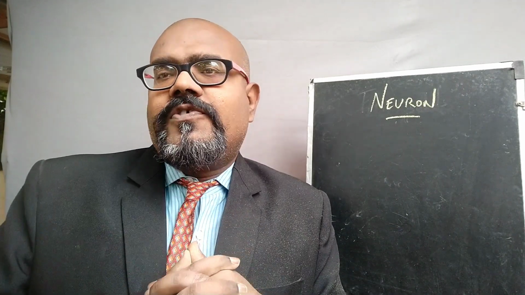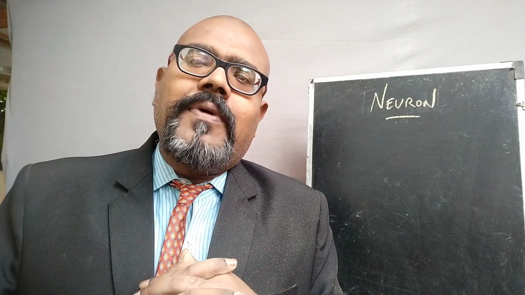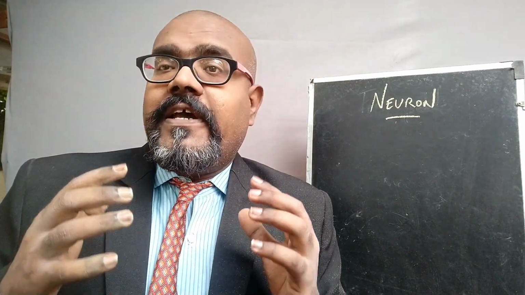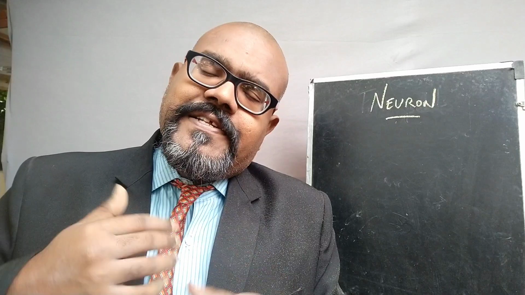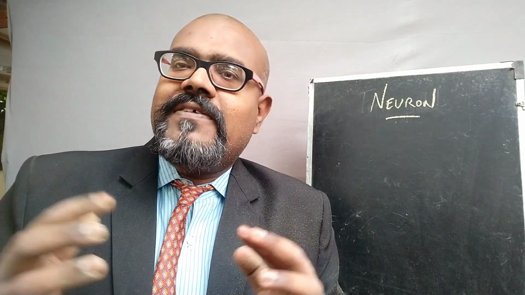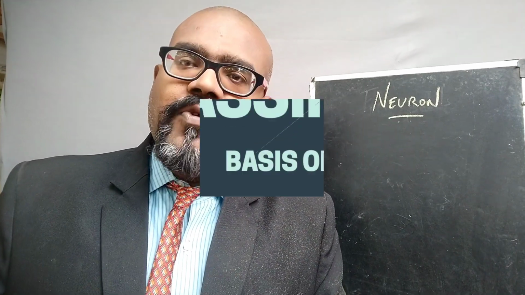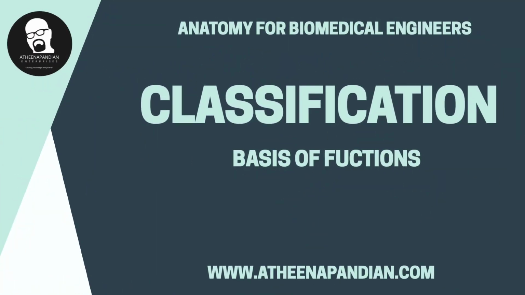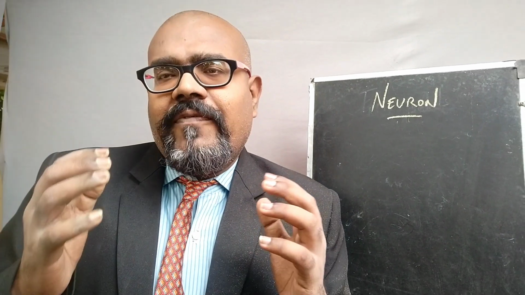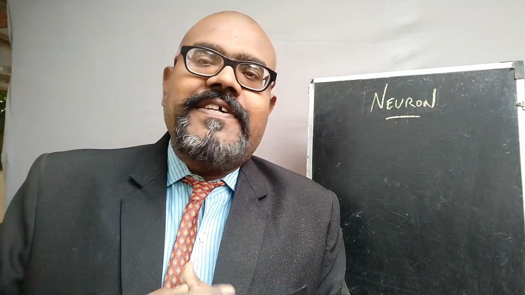See, neurons play a very important role in the human being, especially in the central nervous system. We can say that the neuron is the structural and functional unit of the central nervous system, because most probably 90% of the functions of the brain and the spinal cord are done through this type of neurons. We all know that there are 86 billion neurons present in the brain itself.